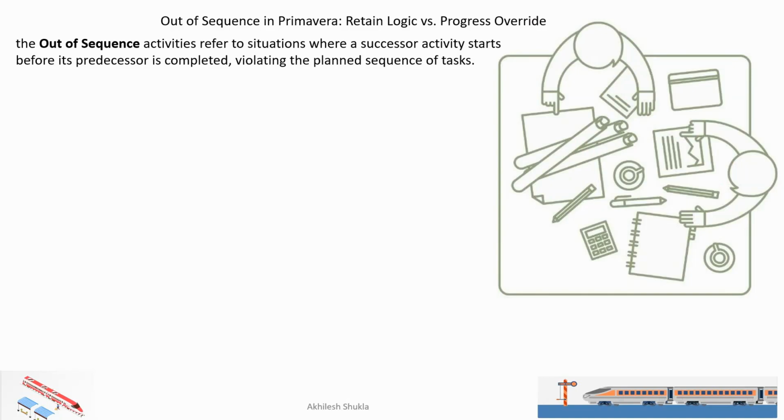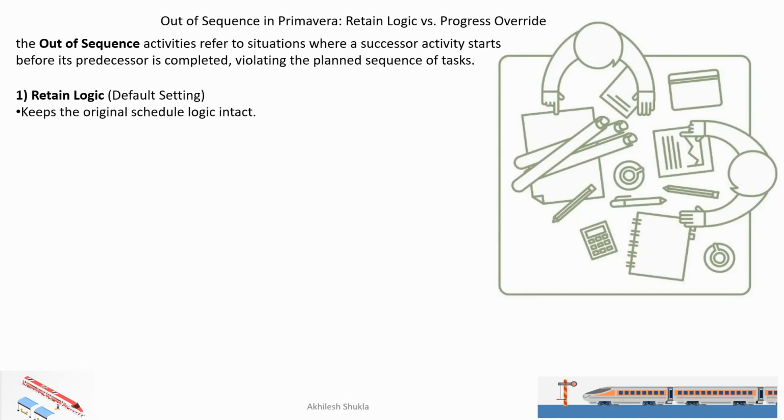For example, you have linked activities A, B, C, D. A is completed, B is not started, C is started. This type of activity B is called out of sequence, because B is not started in your update in Primavera. Currently we have two systems which we follow: one is retain logic, the second is progress override. These are our scheduling options.